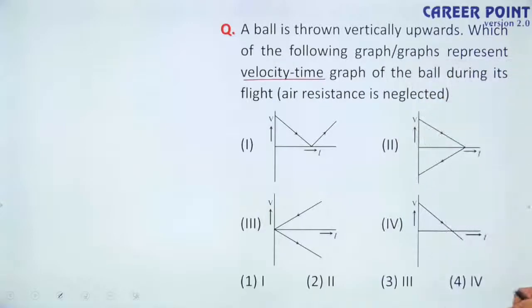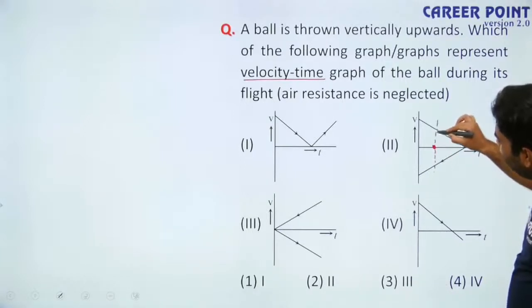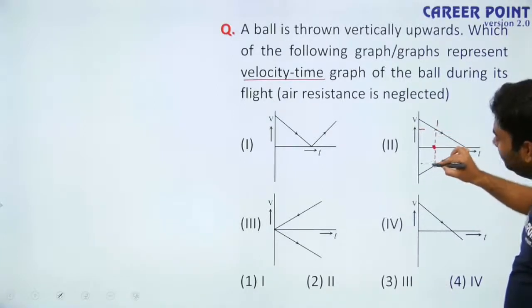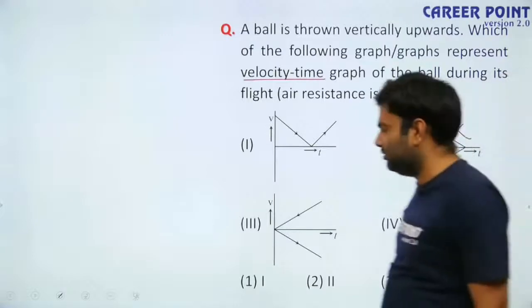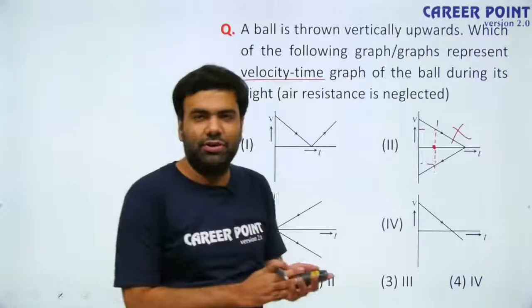Now see, this is a velocity-time graph. Can any particle have two velocities at a particular instant of time? No, so this graph is impossible. The second one is impossible. Okay, don't worry if you are making a mistake.